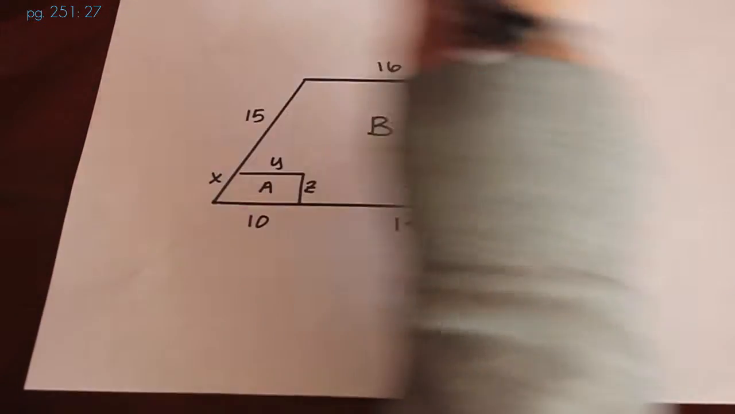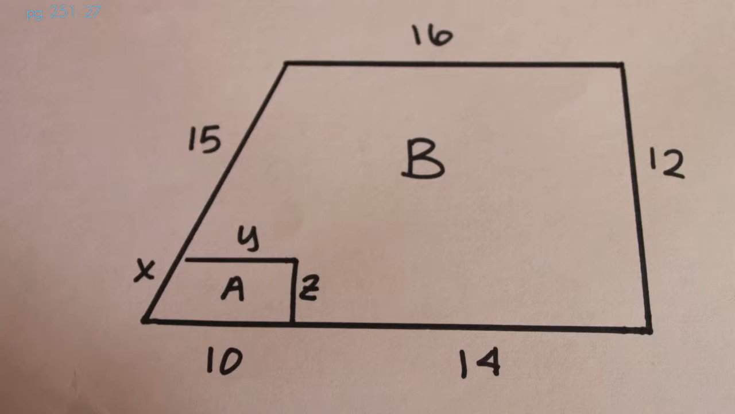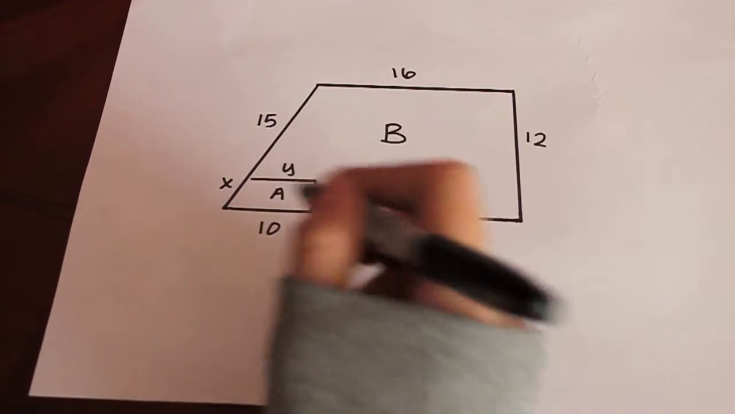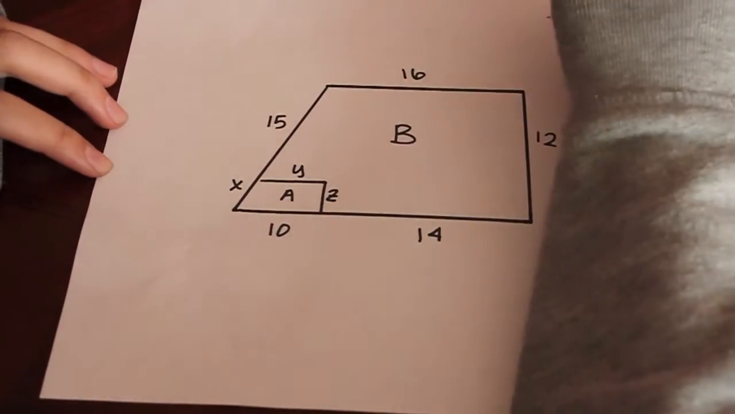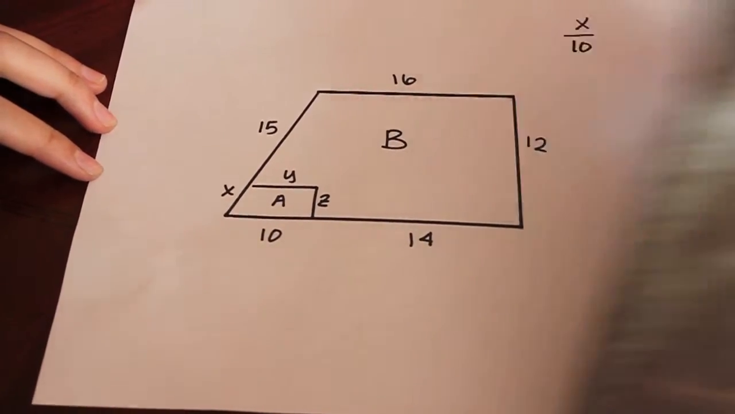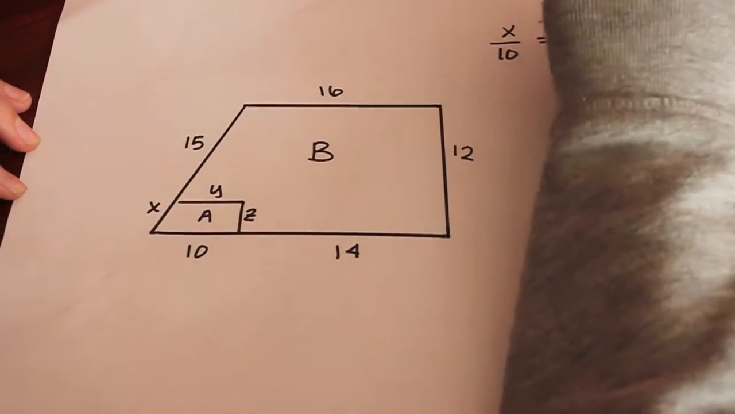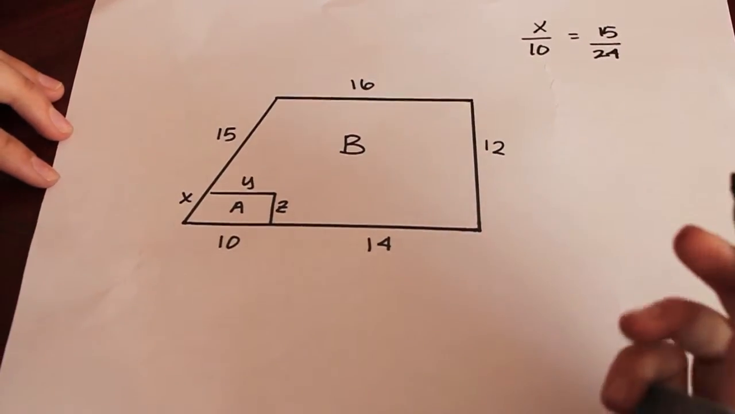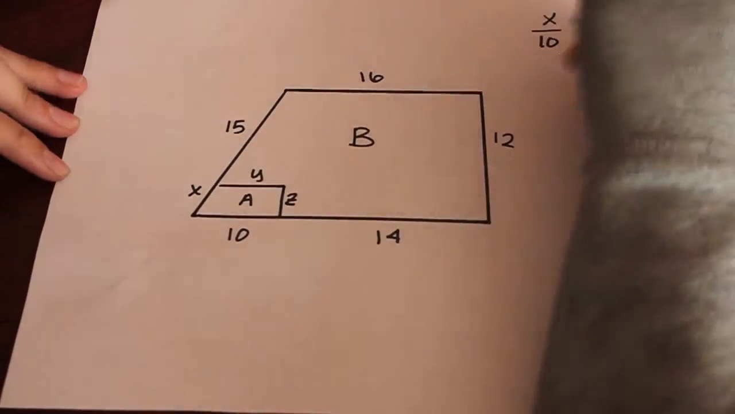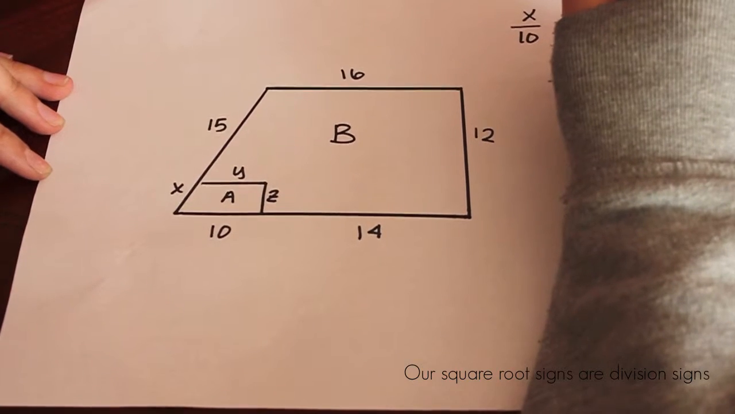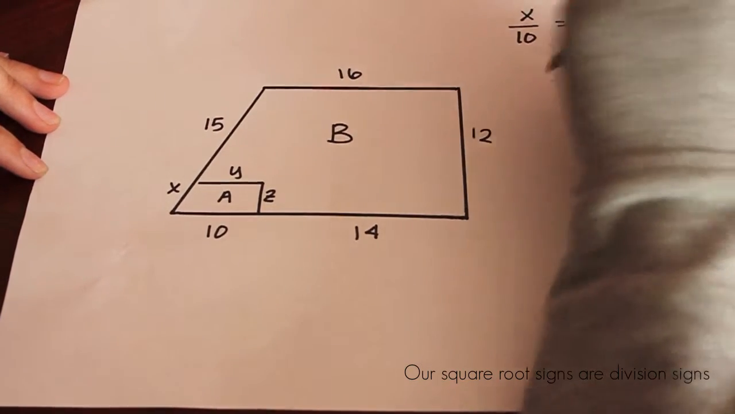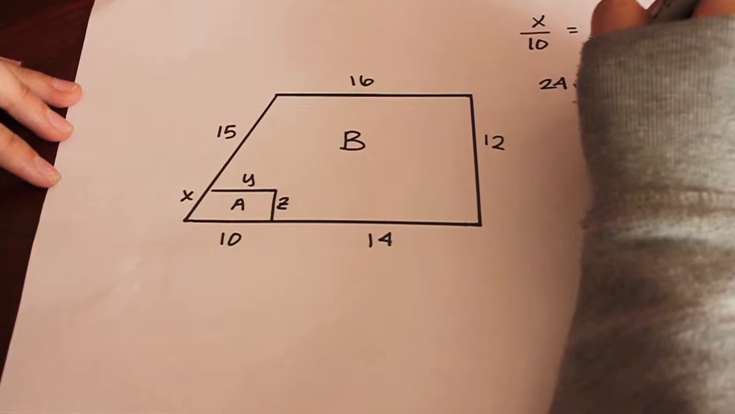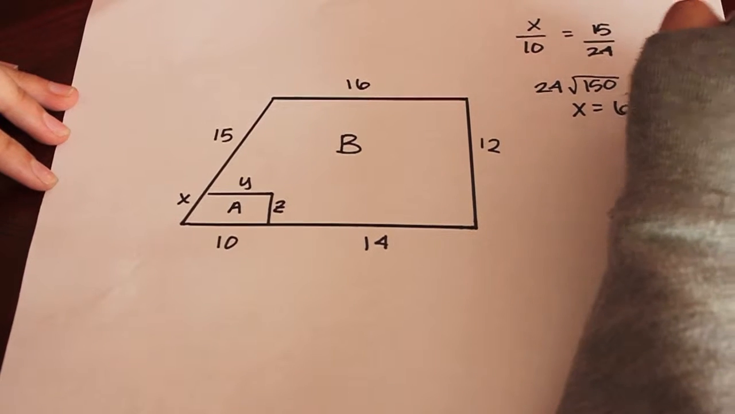So here you got a big trapezoid B and a little trapezoid A, and you're trying to find x, y, and z. So in order to do that, you need to use proportions. So you first do x over 10 is equal to 15 over 24, 24 being the base. Okay, so then you multiply 10 and 15, and you get 150. And then you divide that by 24, and you get x to equal 6.25.